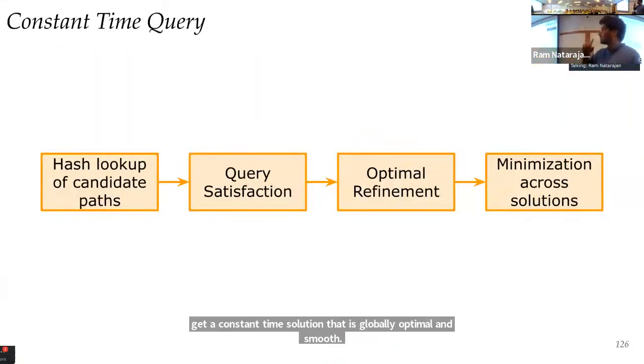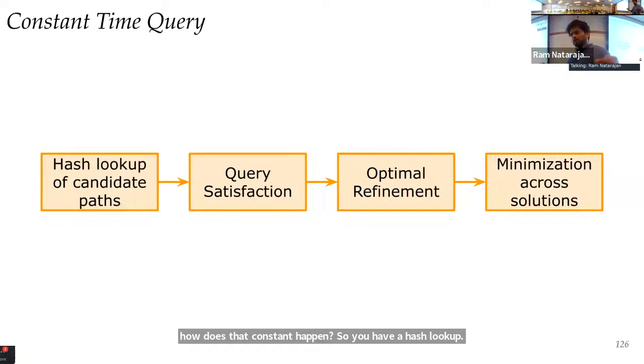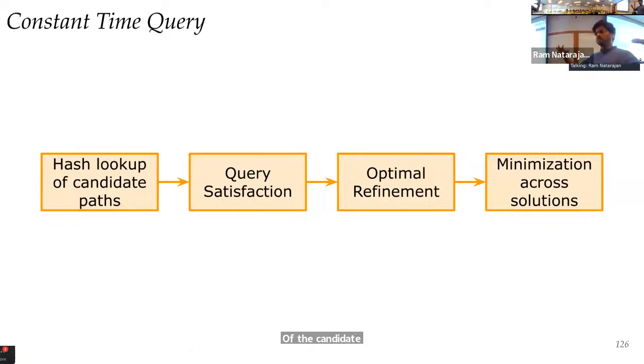So how does that constant time query happen? You have a hash lookup of the candidate paths. Then you have to do query satisfaction because the start and goal state can be at different points within those green regions.